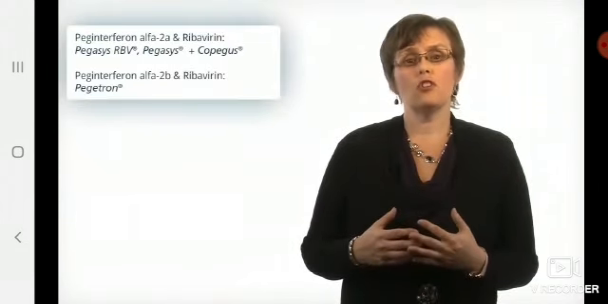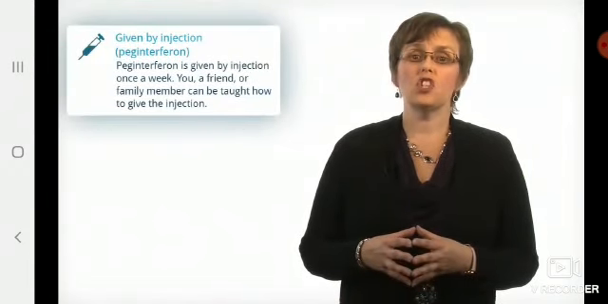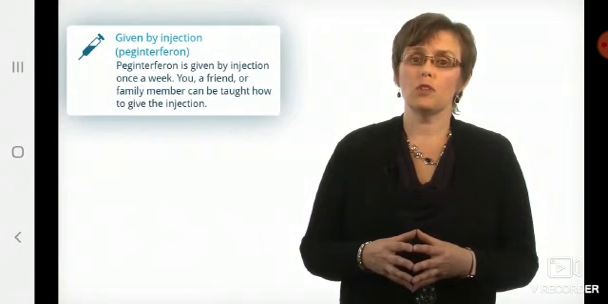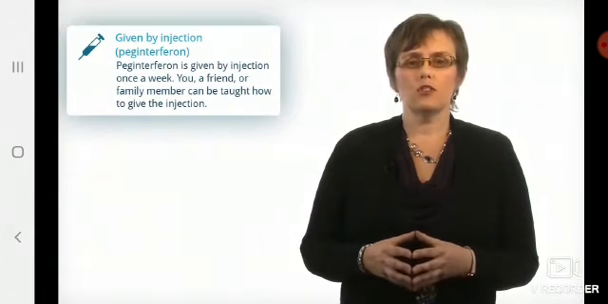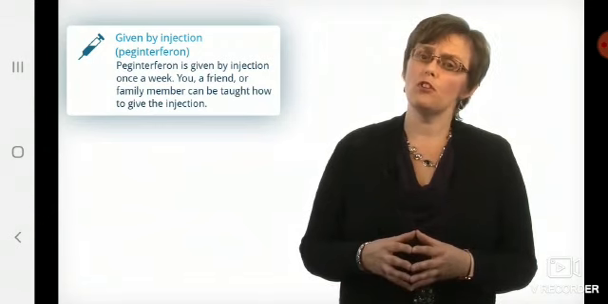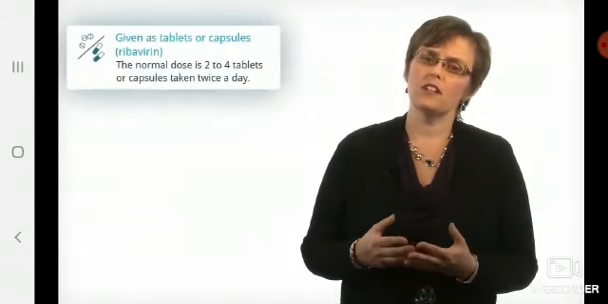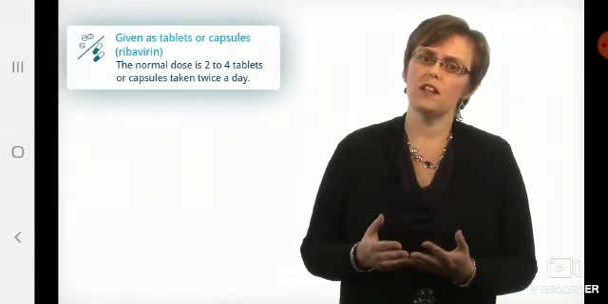PEG interferon is also known as Pegasys or PegIntron. PEG interferon is taken by an injection under the skin just once a week. A nurse can teach you how to give the injections, and a friend or a family member can also help with your injections. Ribavirin is taken in a pill form twice a day. There are 4 things you need to do when taking PEG interferon and ribavirin.